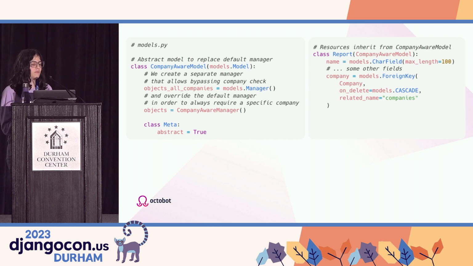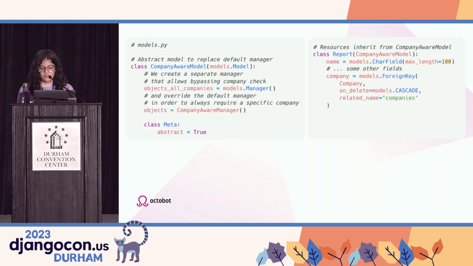So here in our report model, we are inheriting from the company-aware model. And the company-aware model is not technically necessary. You could just have your managers directly in the report model. But if you have multiple resources, you don't want to redefine that code every time. So it's good to have the abstract model.